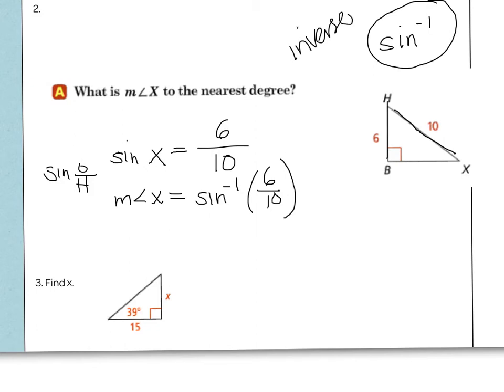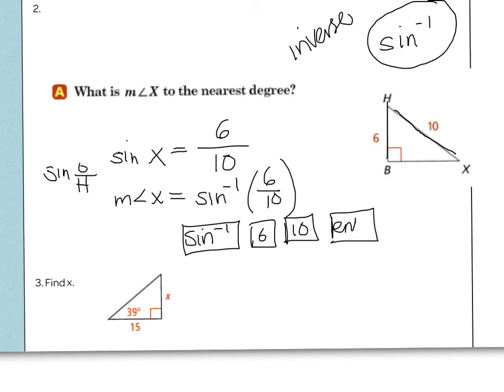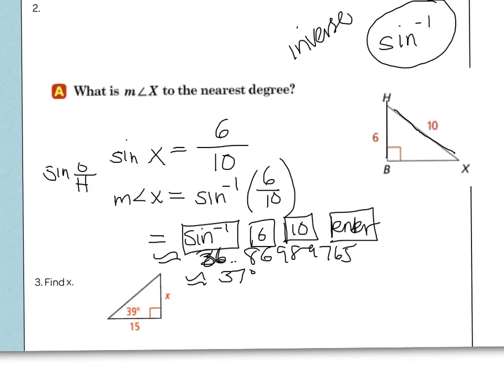So in our calculator, we would push the sine -1 button, then press 6, and divide it by 10. Make sure your calculator is in degree mode, and then press enter. You would get approximately 36.8698965, but you could just round that to 37 degrees. Again, this was us finding an angle measure.